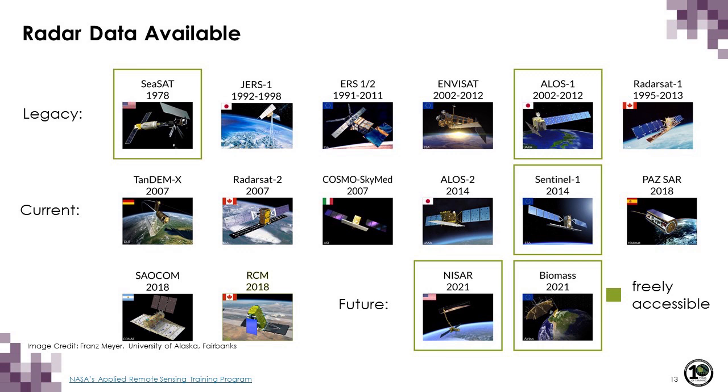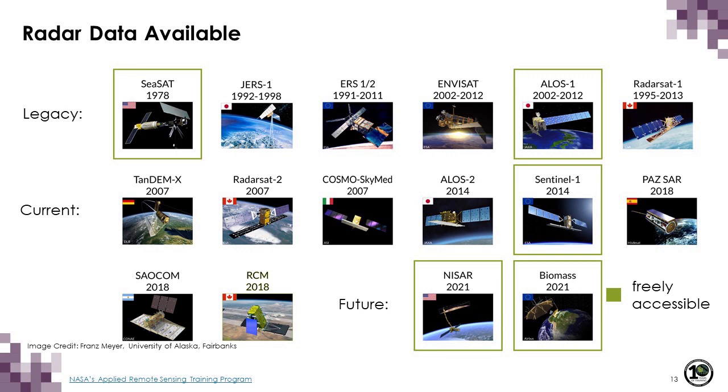And then during the 90s, there was JERS-1, a Japanese L-band SAR, and ERS-1 and 2, European Space Agency C-band SARs, which went through the 2000s with ENVISAT and ALOS-1 and RADARSAT, which then followed in the 2000s.